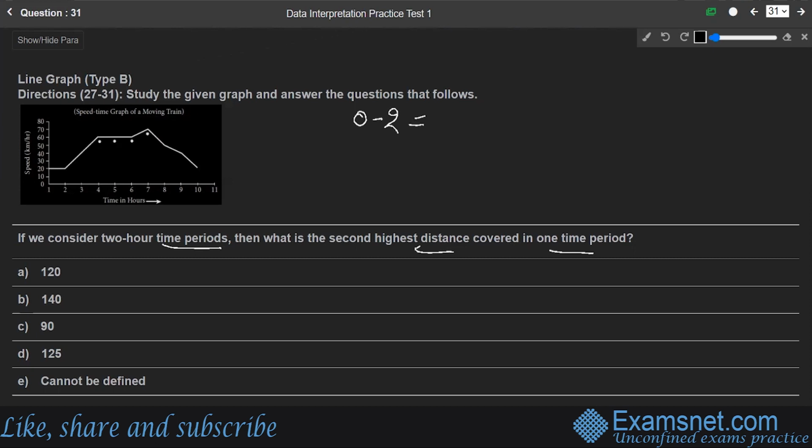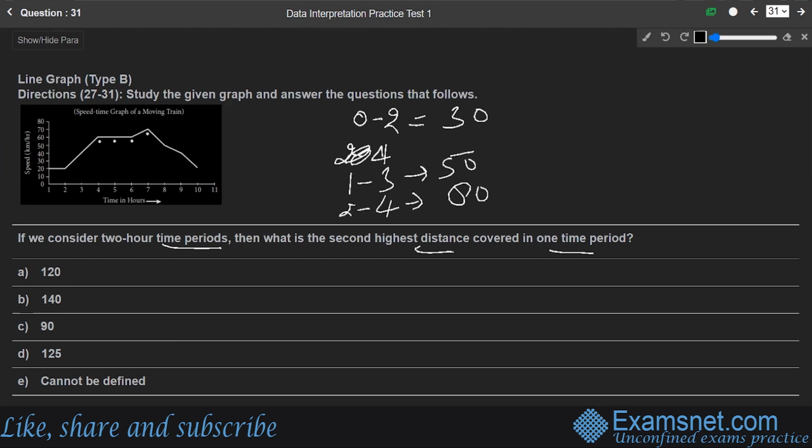So from 0 to 2, the total distance traveled would be from 0 to 1, it was 10, and from 1 to 2 it was 20. So for 0 to 2 the distance traveled would have been 30. Before going to 2 to 4, we can go for 1 to 3 also. For 1 to 2 it was 20, and for 2 to 3 it was 30. So from 1 to 3 it would be 50. Now we can find out for 2 to 4. For 2 to 3 it was 30, and for 3 to 4 it was 50. So 2 to 4 it becomes 80.